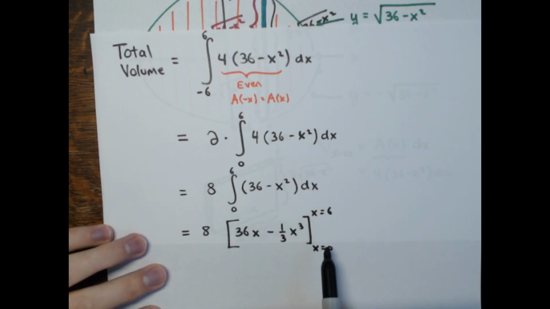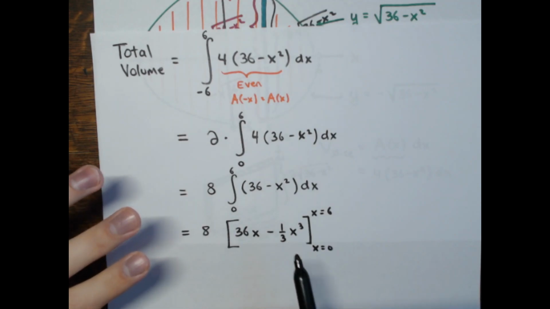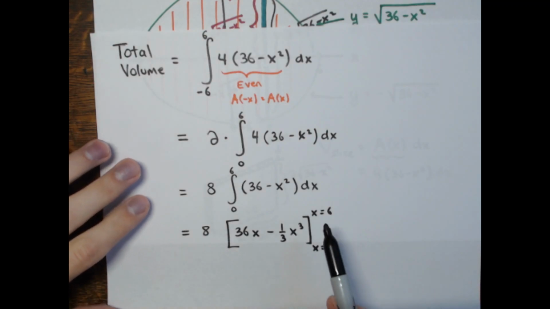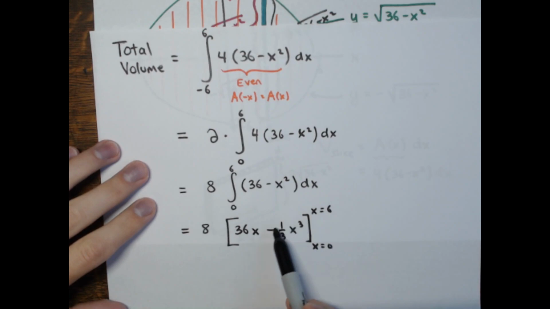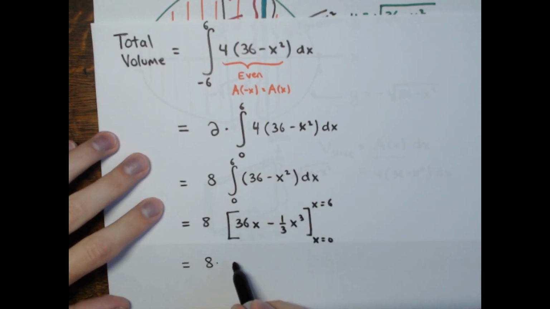So again, the reason I did the symmetry thing is so that one of these values is just 0. This doesn't always happen, right? I know it's happened for these first two examples. There's not always nice symmetry like this. So what I'm getting here is, plugging in 6, plug in 0, subtract them, but that'll just be subtracting 0. So really what I get here is just what I get when I plug in 6. So this would be 8 times, now 36 times 6 is 216. That's 180 plus 36, 216. Minus, and then 6 cubed is 216, right? It's 216 thirds.